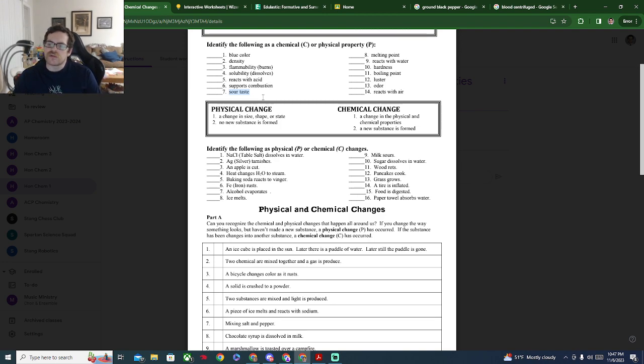These ones are a bit harder to see. Pancakes cook, grass grows, and food digested. Well, when you cook something, as we'll actually cover later this year, it is a chemical reaction. You are going to different substances. Well, the taste might be similar, right? Pancake batter and pancakes are not the same. Grass grows.